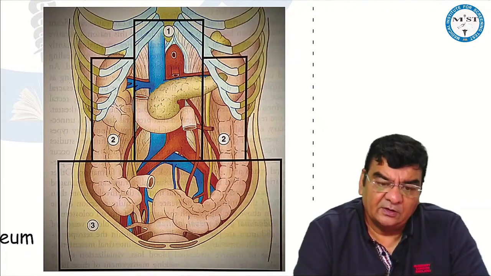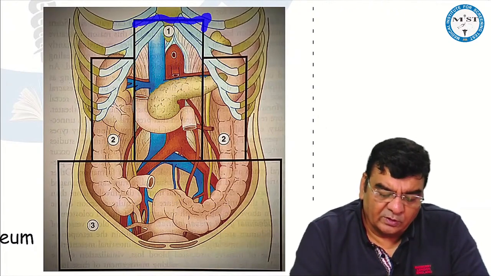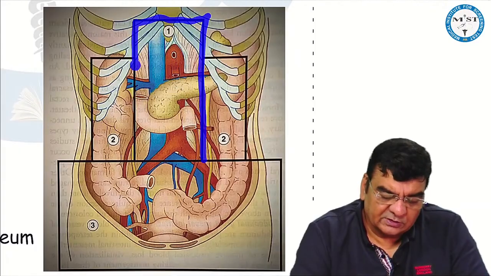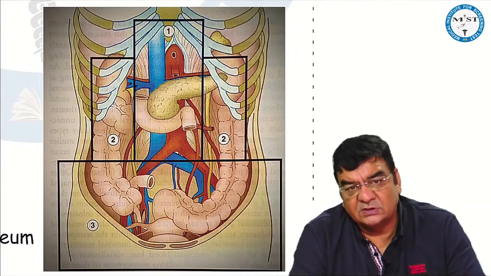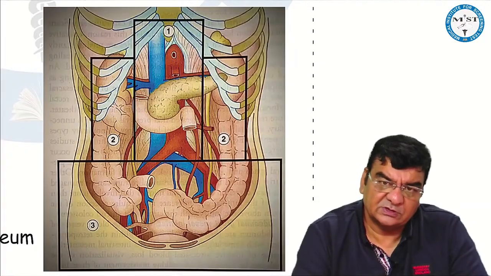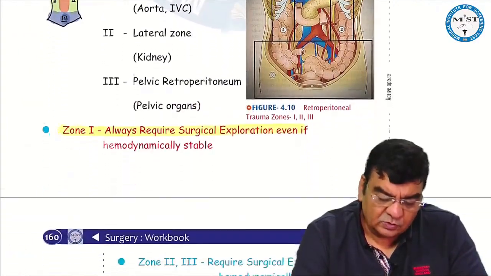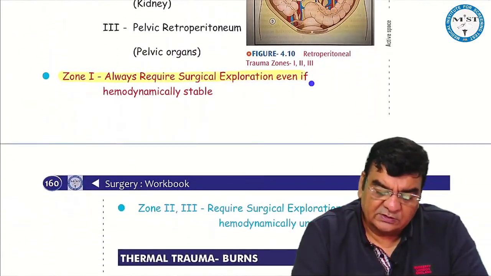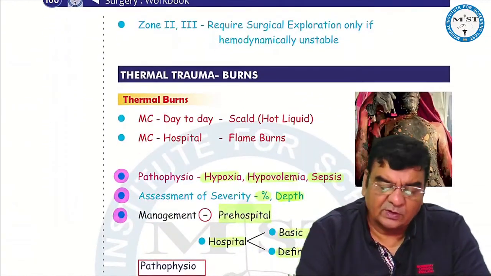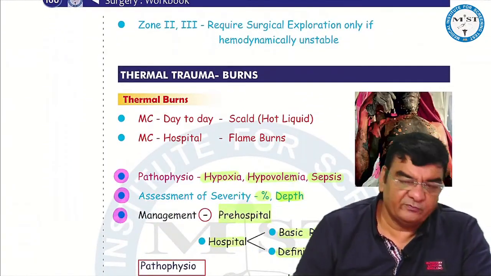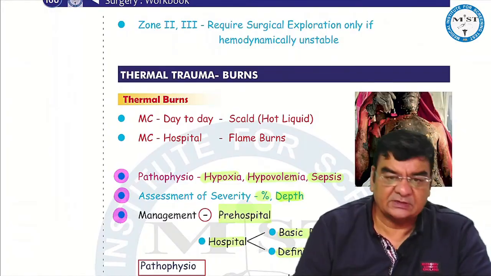and the patient can die. So in zone 1 retroperitoneal traumas, we don't want to take any chances whether the patient is hemodynamically stable or unstable. We should do a surgical exploration in both the situations. Zone 1 always requires surgical exploration even if the patient is stable, but zone 2 and zone 3 require surgical exploration only if the patient is hemodynamically unstable.